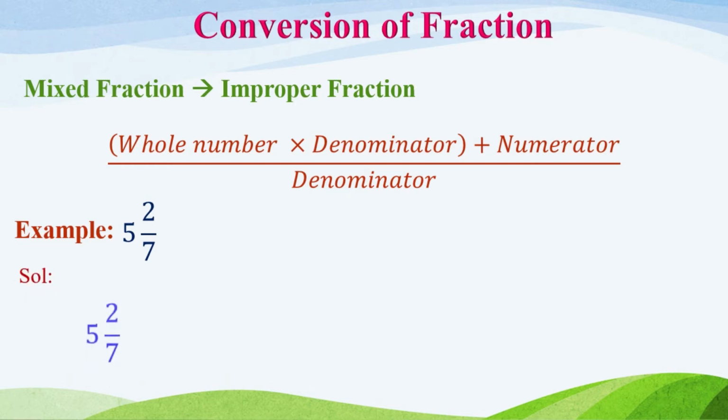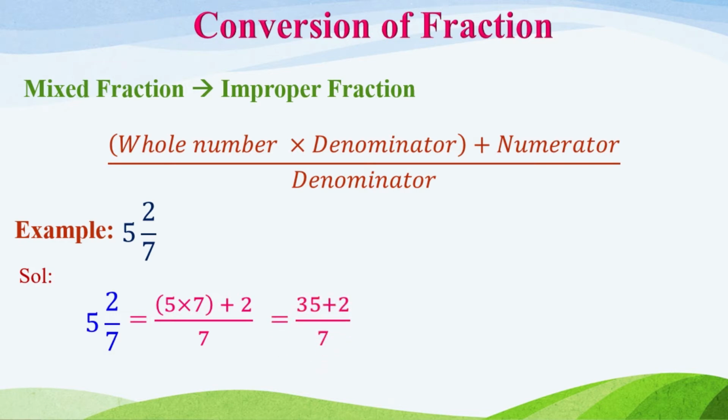Let us find the solution. 5 and 2 by 7, which is equal to, substitute the values: whole number 5 into denominator 7 plus numerator 2, divided by denominator. The expression is 5 into 7 plus 2 divided by 7, which is equal to 5 sevens are 35 plus 2 divided by 7. Now we can add the values, 35 plus 2, we get 37 divided by 7. This is an improper fraction. Improper fraction means the numerator is greater than the denominator.